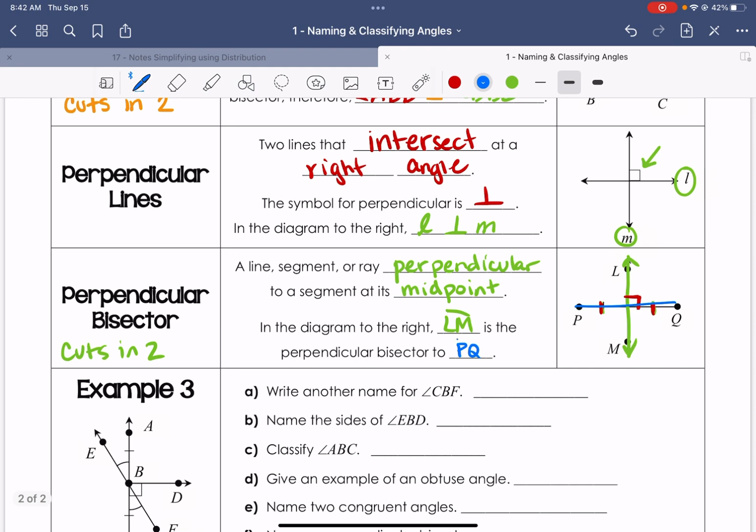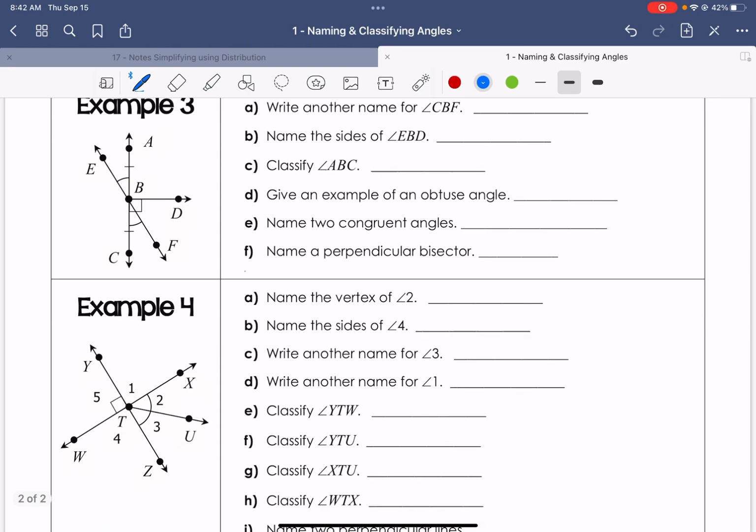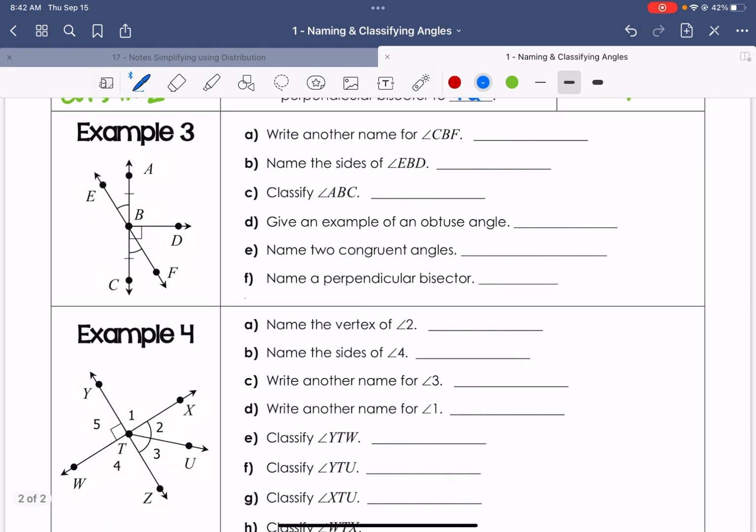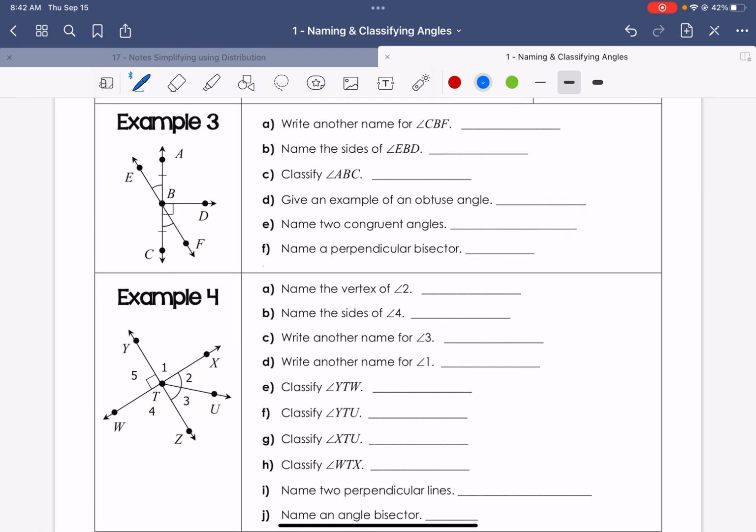Line segment PQ. Okay? So go ahead and try example 3 and 4. Okay, these are a lot, but go ahead and try those, and then in the next video, I'm going to give you the answers for those. Okay, so try 3 and 4, talk to your neighbor, see what you can get.